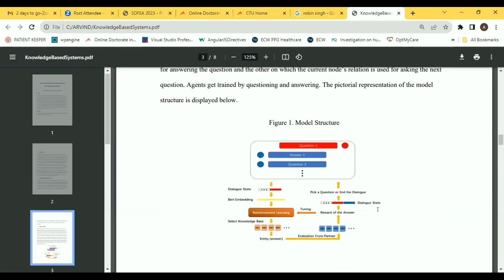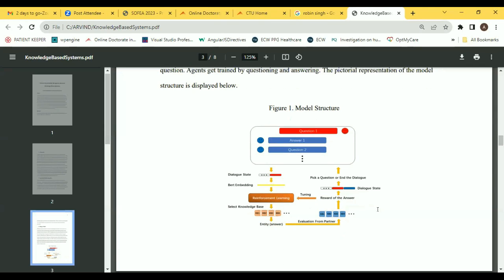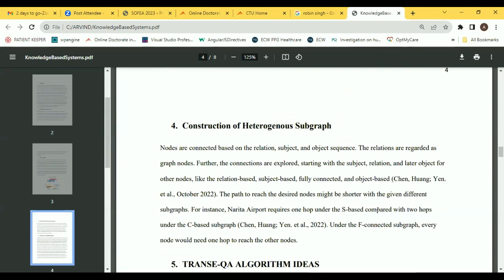So under this one, various questions are asked, and then depending on the answer, the second question will get raised. And then in the heterogeneous subgraph, nodes are connected through the subject relation and the object sequence. The relations are treated as the graph nodes. The connections are then explored.